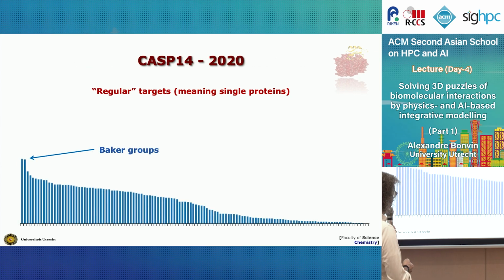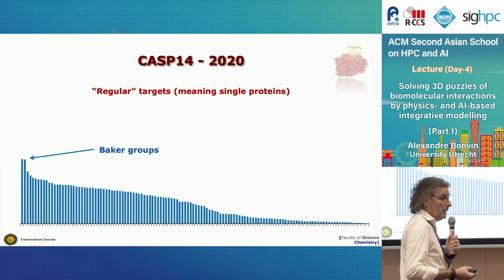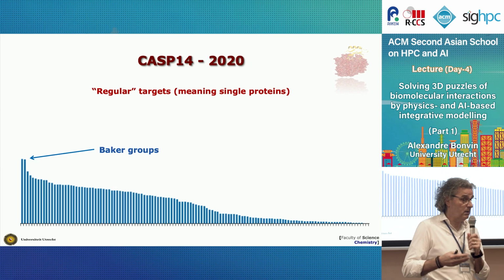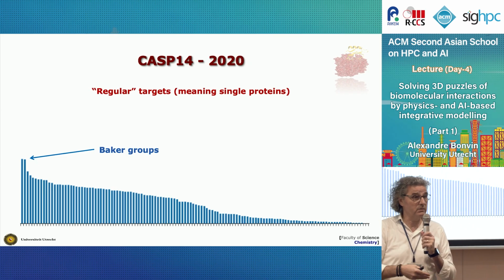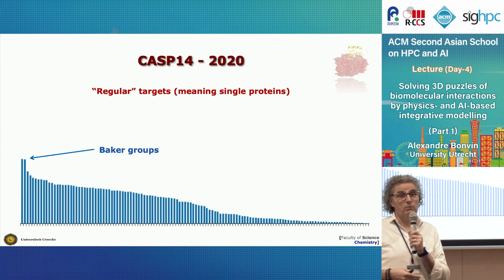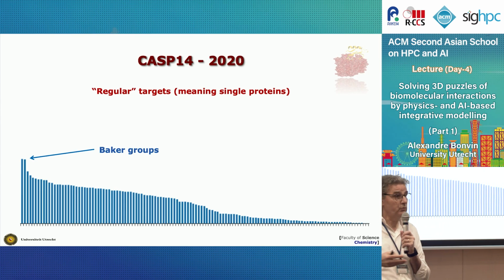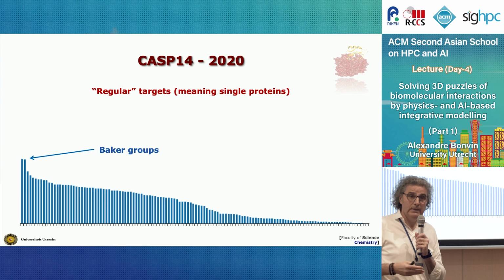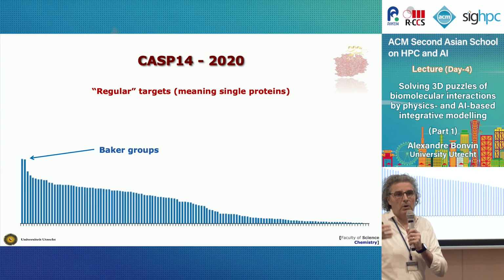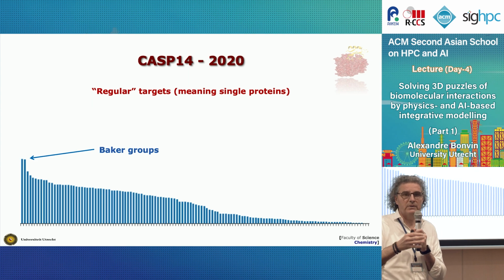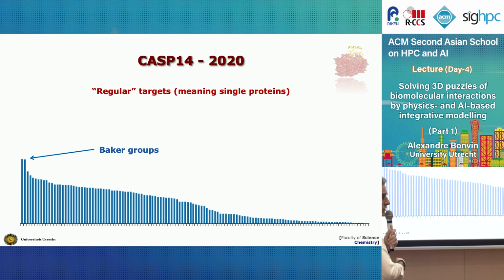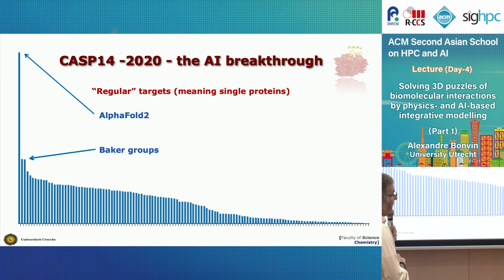Two years later, CASP 14 now. What you see here is the same plot. The two bars here are the Baker groups, David Baker's groups. David Baker has been participating since the early days of CASP, with his software Rosetta. Some of you might know about Rosetta, and his groups have always been among the best ones, and it might shift from time to time. But it was not the full picture, because what happened in 2020 is this.